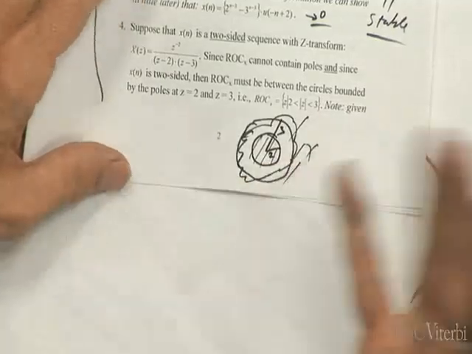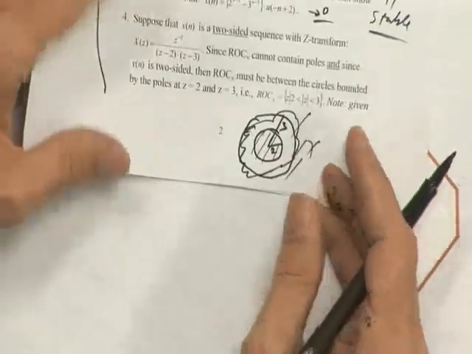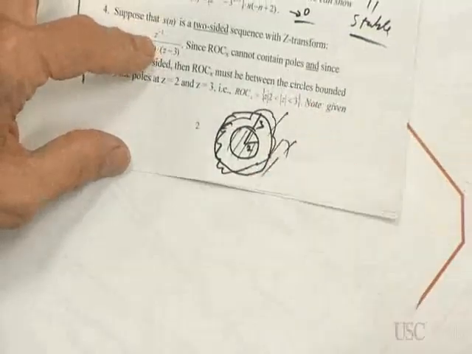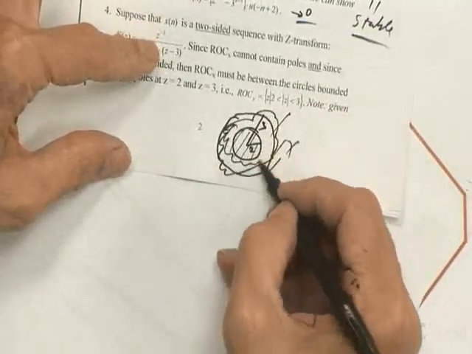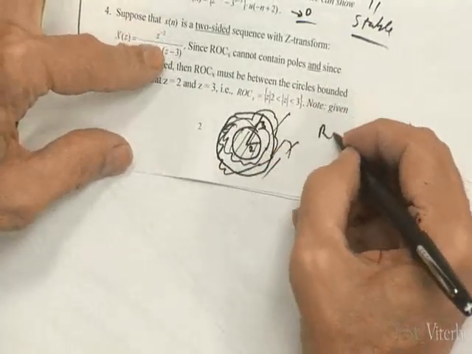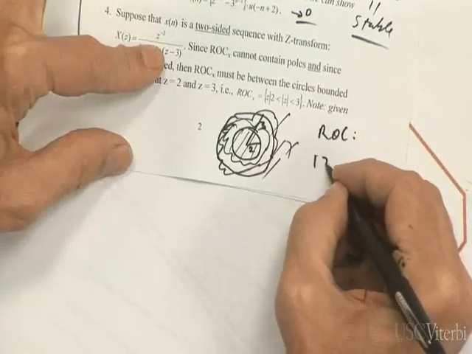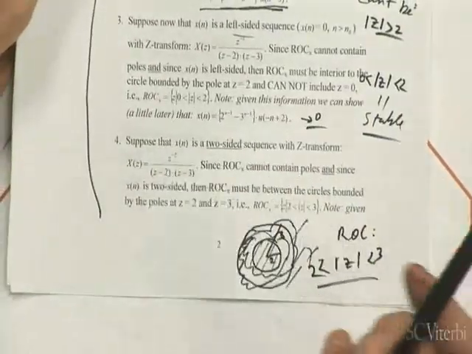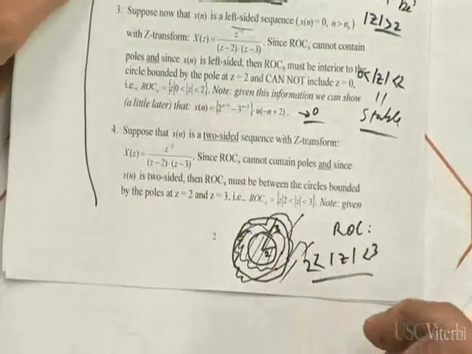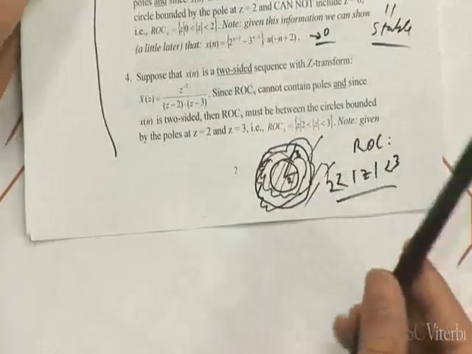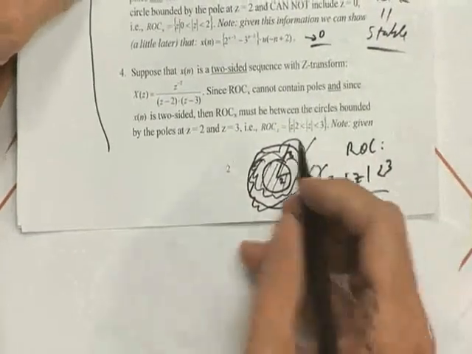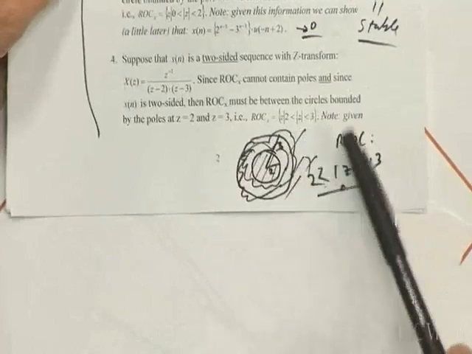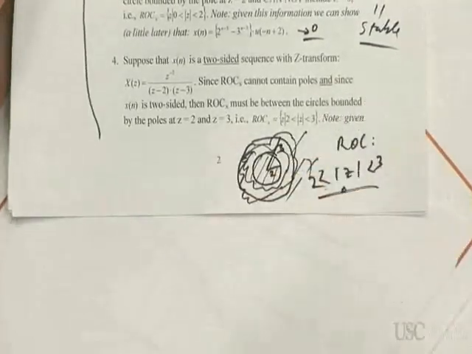So there's only one unique solution. Now, I'll give you an example later on where there could be multiple two-sided sequences, and so you need even more side information. But the ROC for this case is the set of all Z less than 3 and greater than 2. Okay? And again, that's from the side information that x of n is a two-sided sequence. And I'll tell you this, it better be two-sided when you find the inverse transform, and it better not be stable, because once again the unit circle is not included in this.